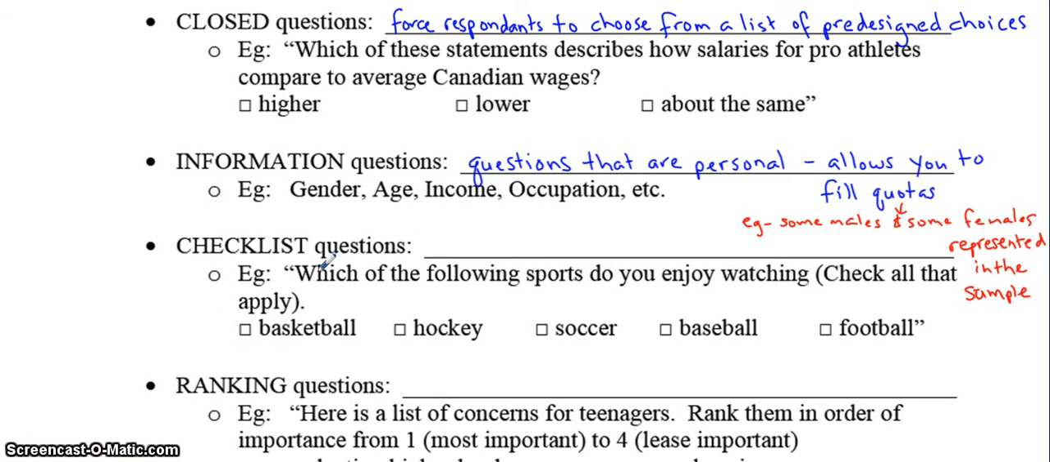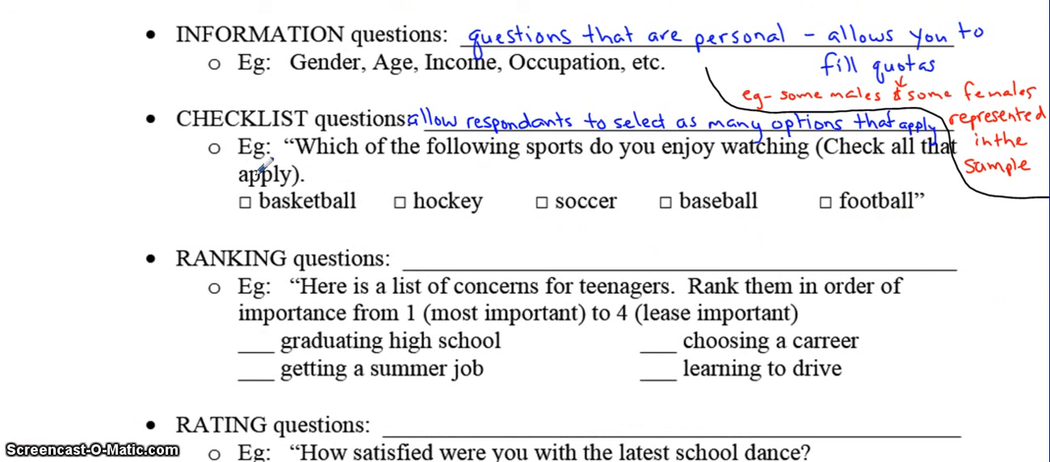The next is checklist questions. These ask respondents to select as many options as they feel apply. So for example, which of the following sports do you enjoy watching? So they can check off as many as they want.